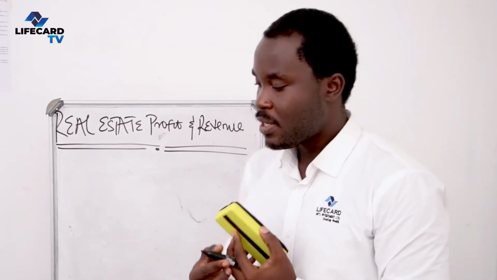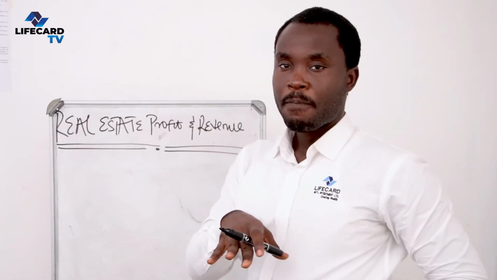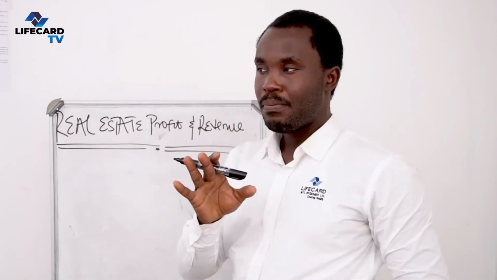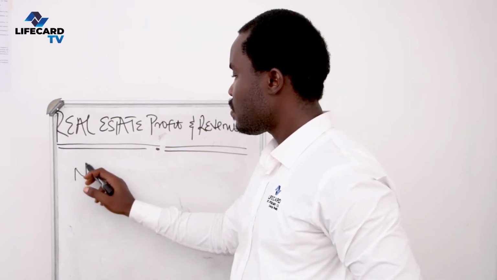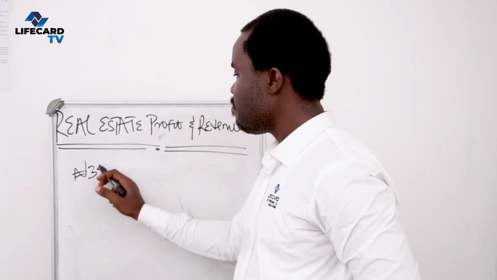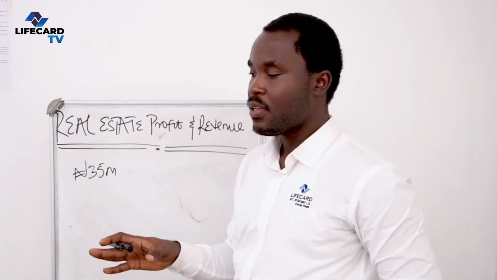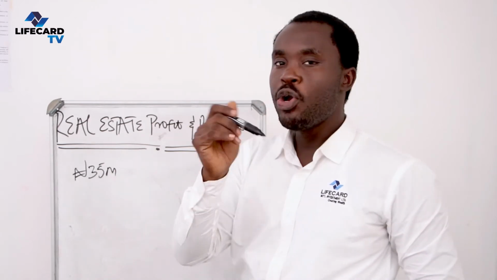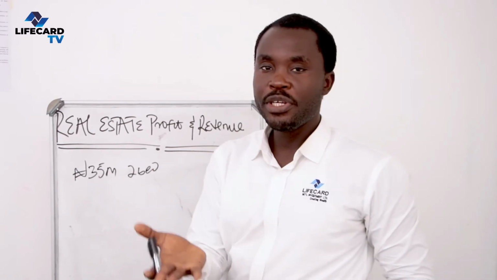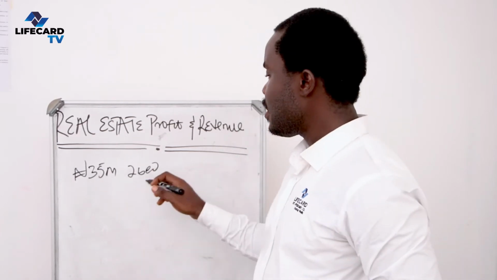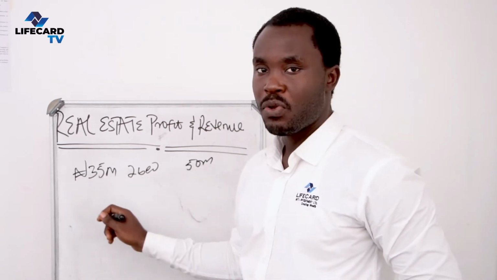I told you I was going to be very practical in this session. So let's do an apartment. You bought a property off plan for, let's say, 35 million. Let's assume it was fully finished for 35 million. And the going rate for a 2-bedroom apartment is, let's say, 50 million. But you're buying at 35 million because it's off plan.